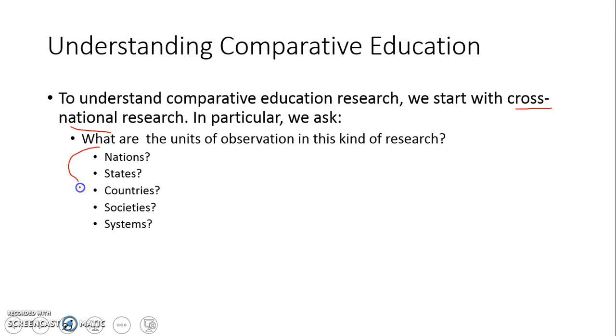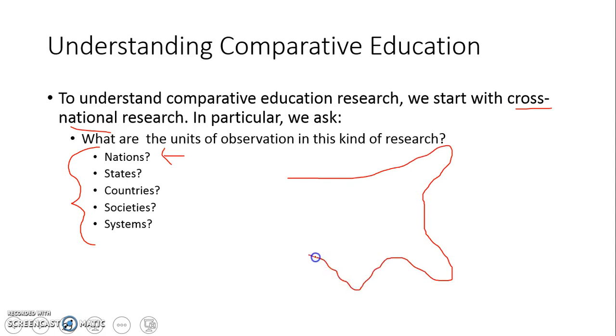And the question then becomes, what are the units of observation in cross-national research? So when we think of nations, we need to know how that's defined. If we think of, I'm just going to draw a very poor representation of the United States, and then we've got Alaska up here, and we've got Hawaii over here. When we think of the United States as a unit, then we're talking about a political state if we're actually following this boundary here.